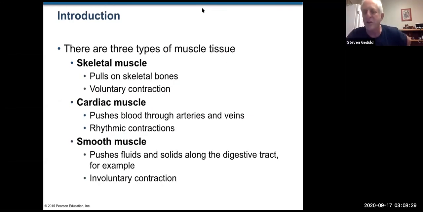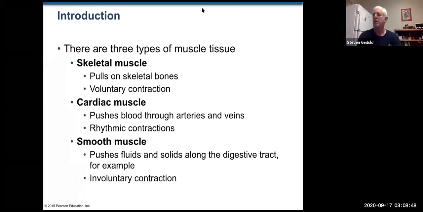3 types of muscles we talked about: skeletal muscles, cardiac, and smooth. Skeletal muscles are voluntary. We can control that. If you want to move your arm, that's skeletal muscles. If you want to look in the corner of the room, those are skeletal muscles. It pulls on skeletal bones and forces movement.